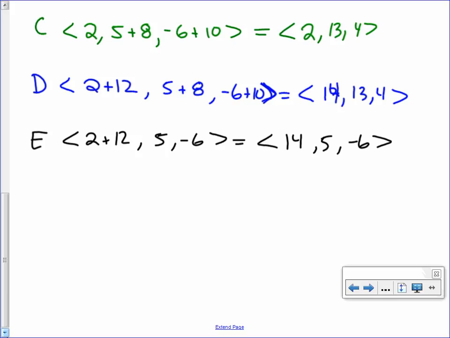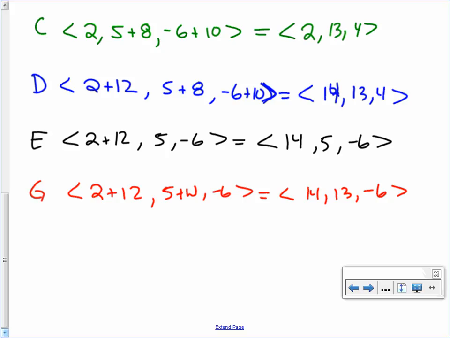We have F. We need G. So what are we adding to? Length and the width. -6. So 14, 13, -6. Is that true? Okay.